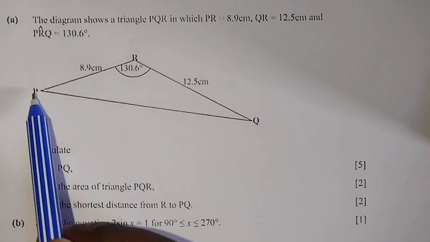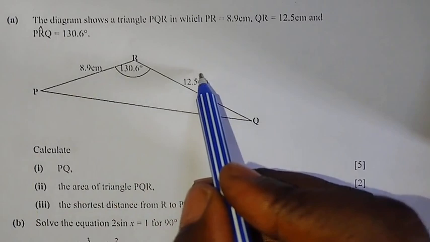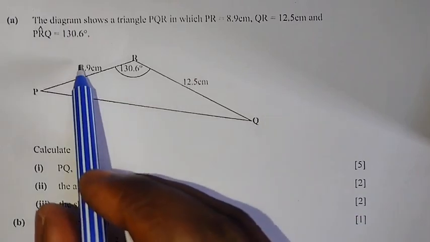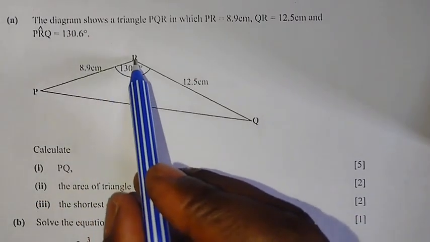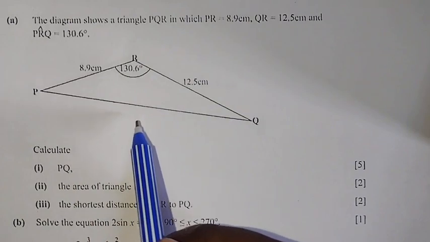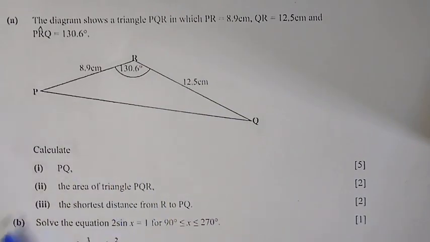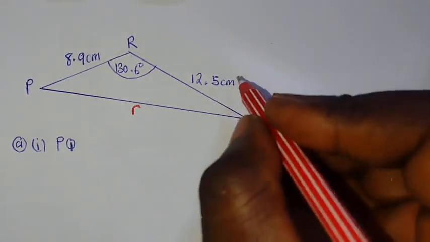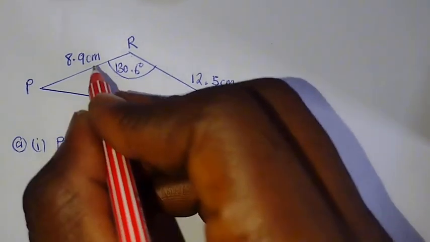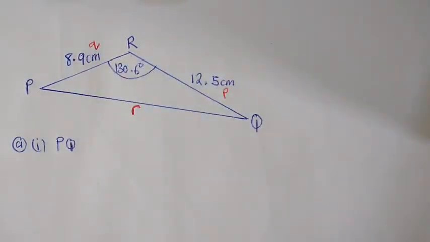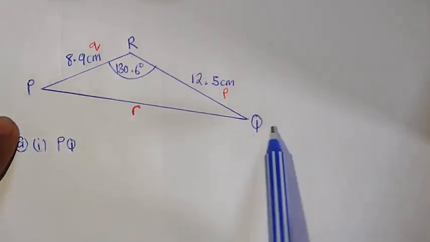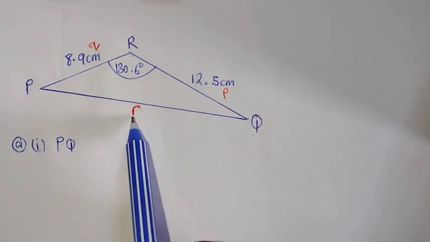Here we have P, so the corresponding side, this side, is a small letter p. Here you have Q, and the corresponding side is a small letter q. Here we have R, and the corresponding side is a small letter r. So let's see how we can answer it. We are using the cosine rule. Since we are finding PQ, it is represented by small letter r.